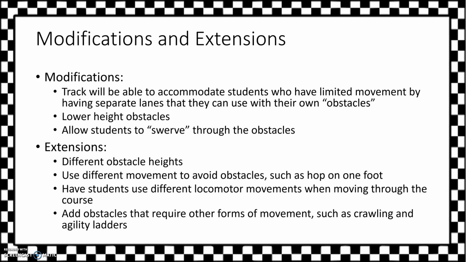Or I can have them use a combination. So for one set of obstacles, you need to jump. One set of obstacles, you need to hop, stuff like that. Have students use different locomotor movements when moving through the course. So instead of just having them walk through the course, you could have them run, or you could have them gallop or skip, or you could even cut it up into sections where you're going to gallop from this obstacle to this obstacle, and then skip from this obstacle to this obstacle.